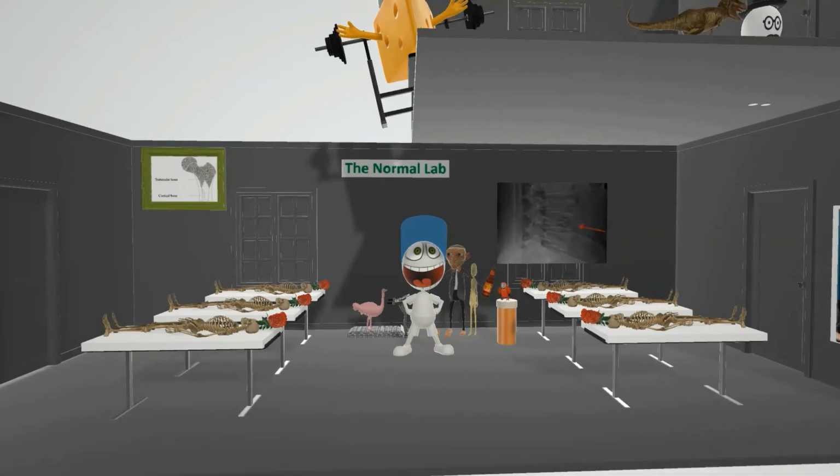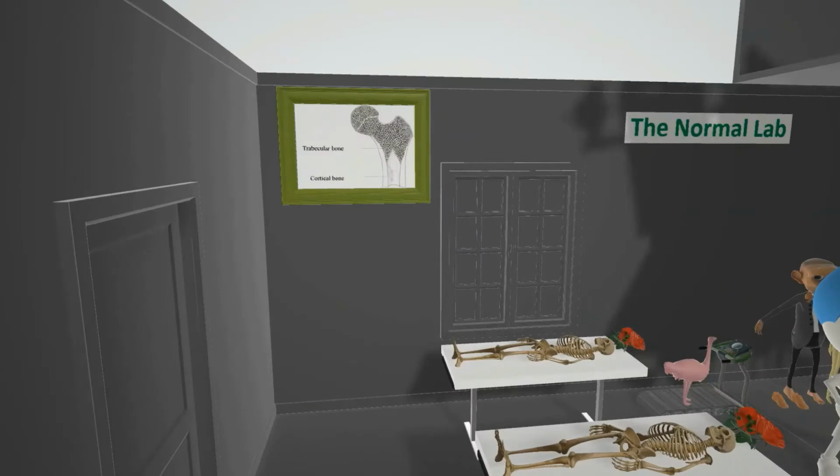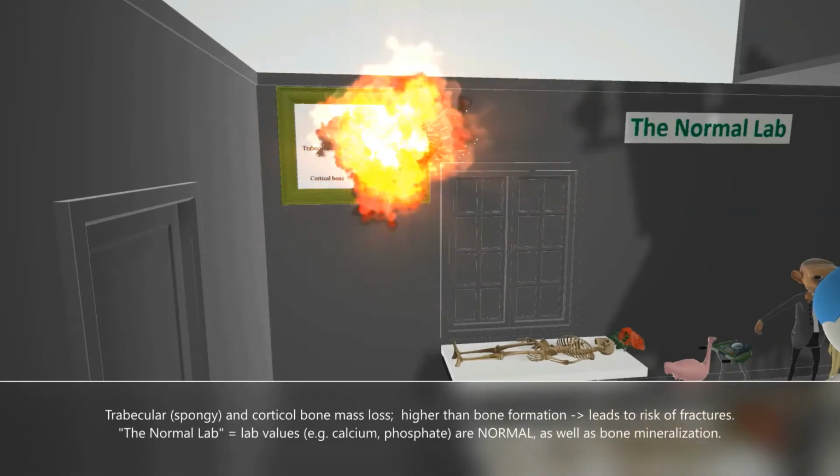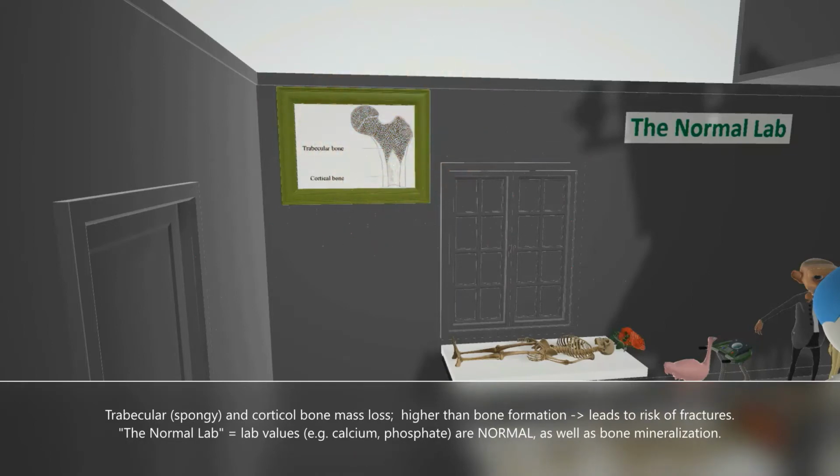So let's begin. Take a look at this picture on the wall over here. It shows the trabecular bone and the cortical bone. Osteoporosis is when there's loss of bone mass in the trabecular or the cortical bone, which is the hard external layer. So there's going to be higher breakdown of the trabecular and cortical bone in comparison to the formation of new bone. And this leads to an increased risk of fracture.